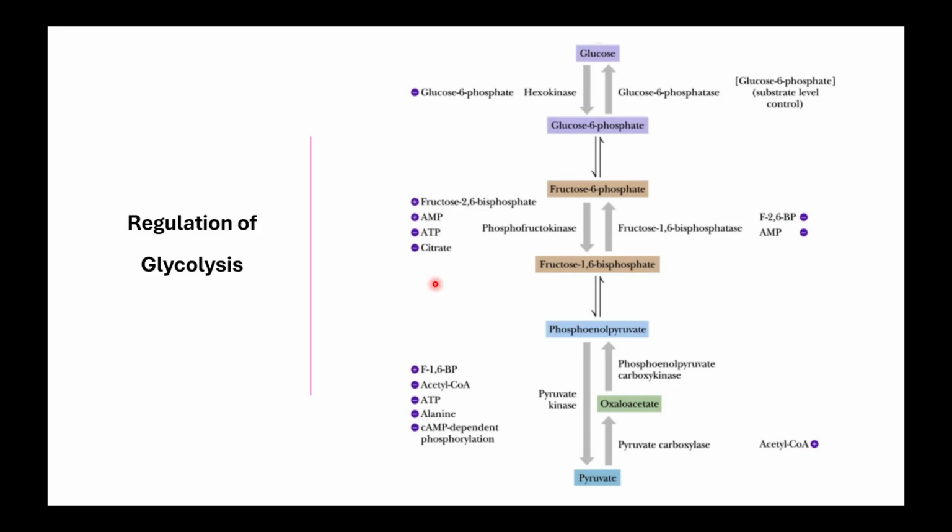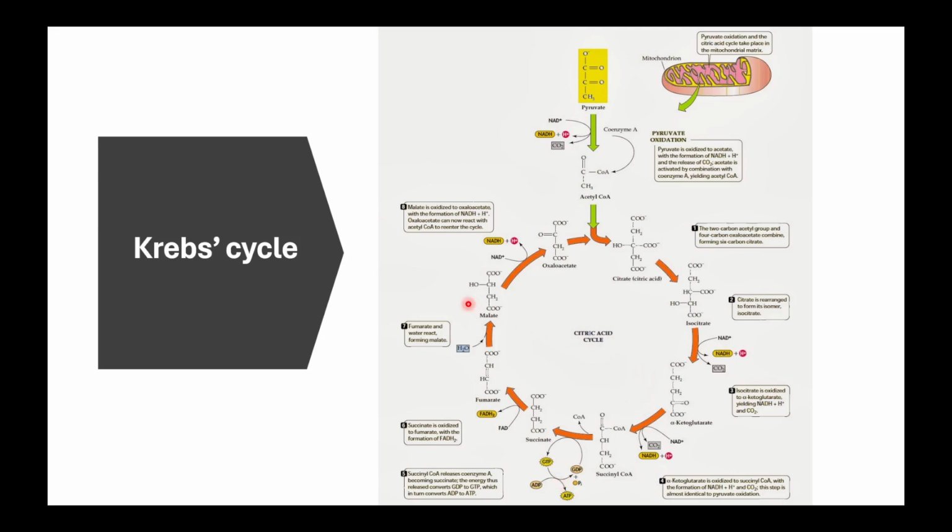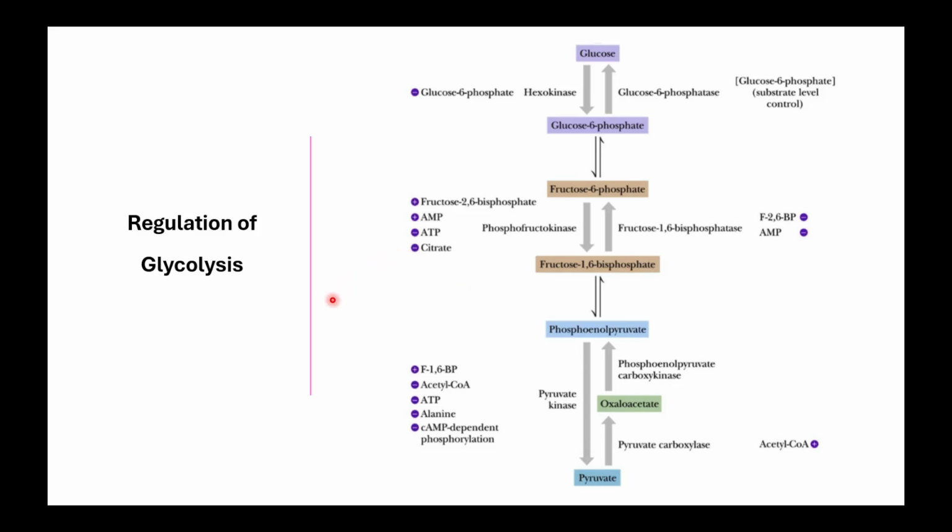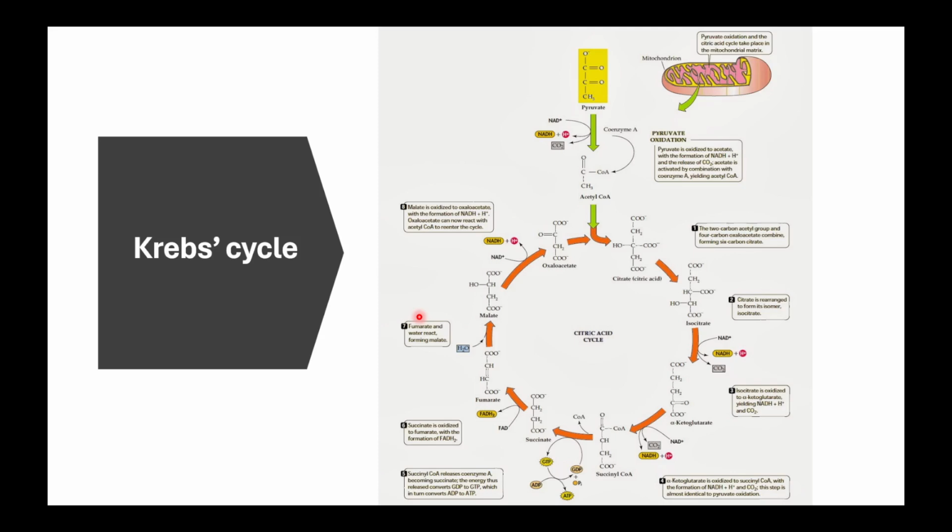Now, once pyruvate molecules are formed, then they enter the Krebs cycle. Also, glycolysis takes place in the cytoplasm, and the pyruvate that was formed enters the Krebs cycle or TCA cycle. This particular cycle takes place in the mitochondrial matrix. So pyruvate oxidation and the citric acid cycle take place in the mitochondrial matrix.